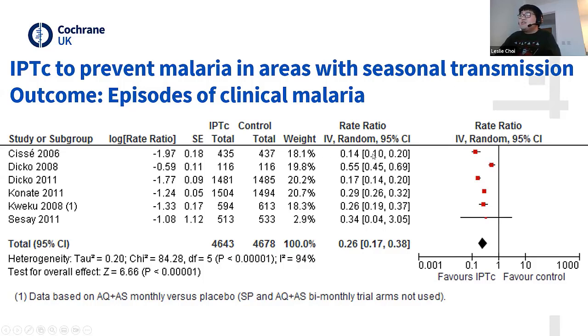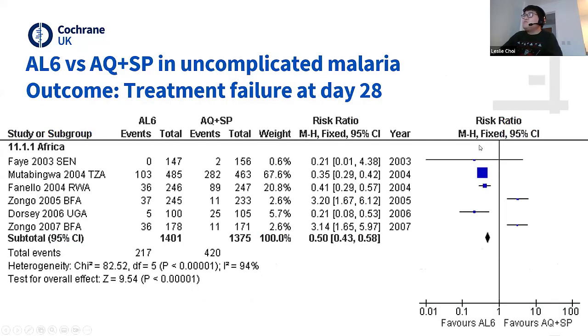So this is what we actually define as quantitative heterogeneity, rather than, if we flip back here, what we would call qualitative heterogeneity, because actually the differences in each trial lead to a different conclusion. So you would say from the Tanzanian trial that AL6 clearly works compared to AQ plus XP. But if you're looking at Zongo, you would say the opposite. So this is what we normally call qualitative heterogeneity.